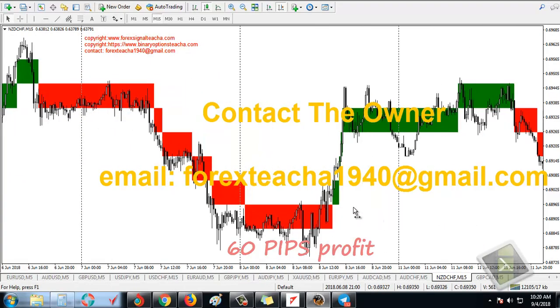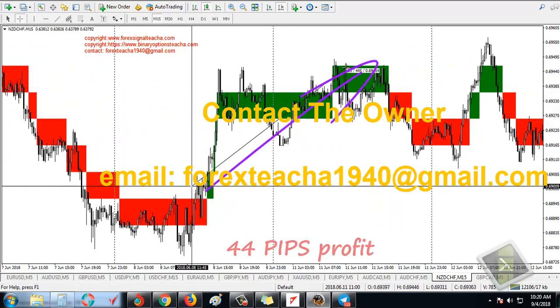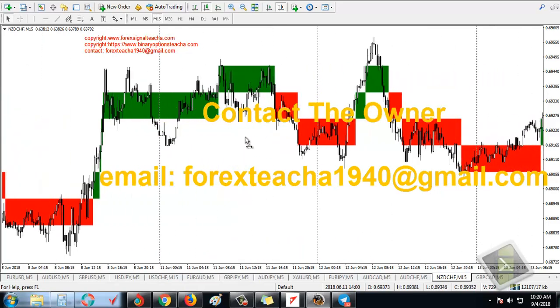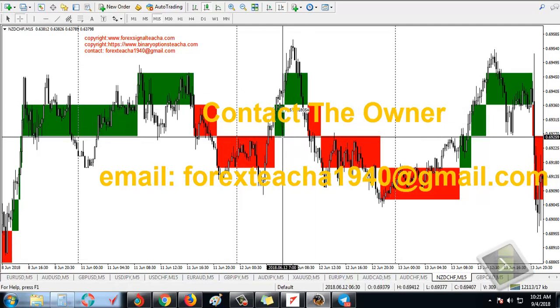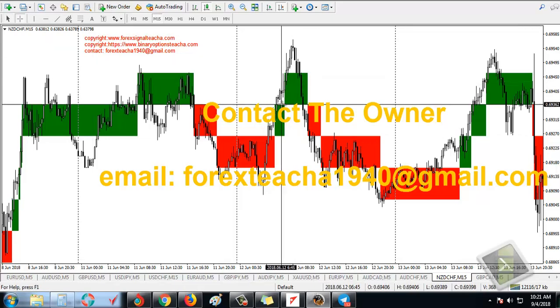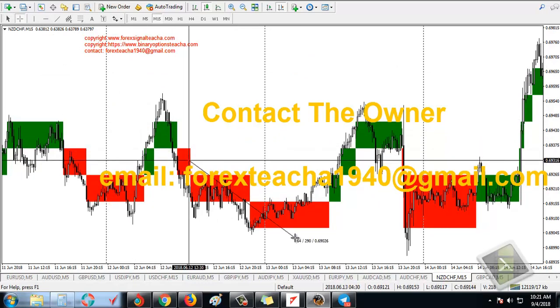This is about 60 pips. That's about 44 pips. This is about 20 pips. So once it moves 15 to 20 pips, you move to break even, so that the time it turns back, it will close on break even. Or you can also use another money management strategy where you open two positions and set a small take profit on one and let the other one go to break even.